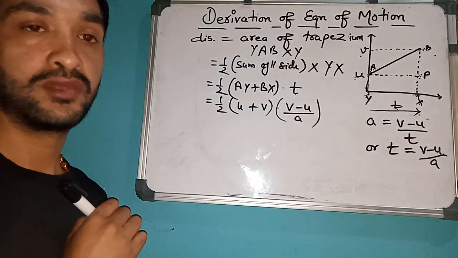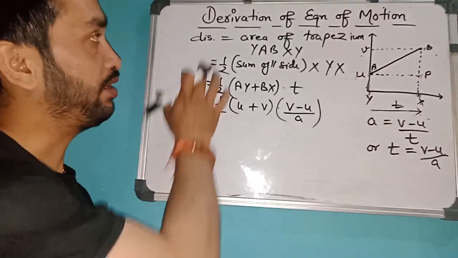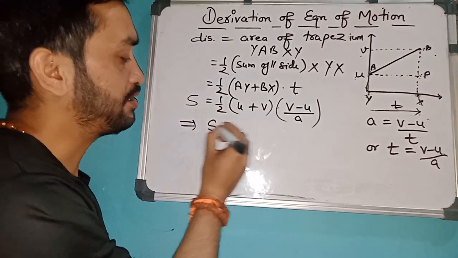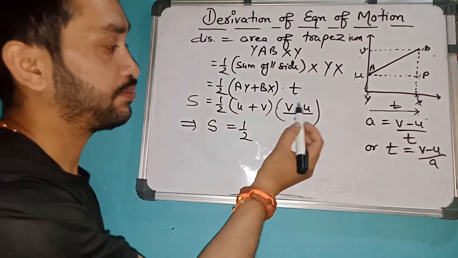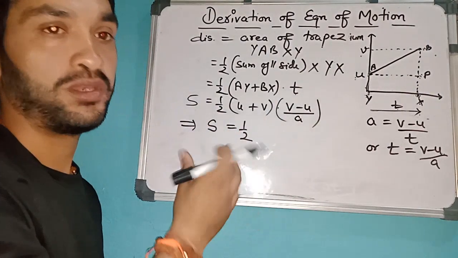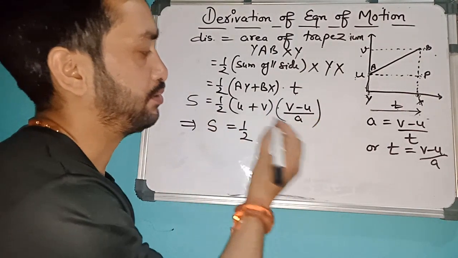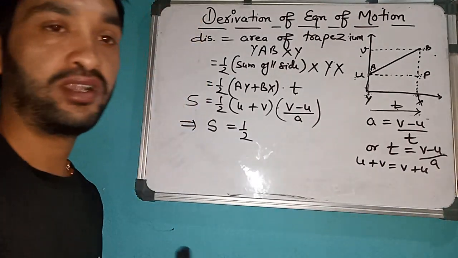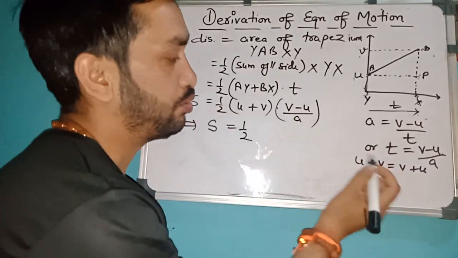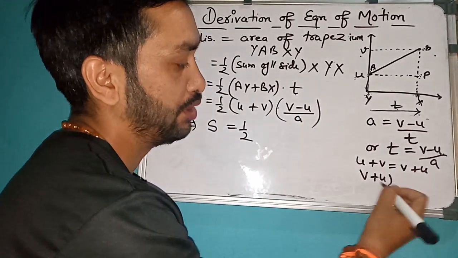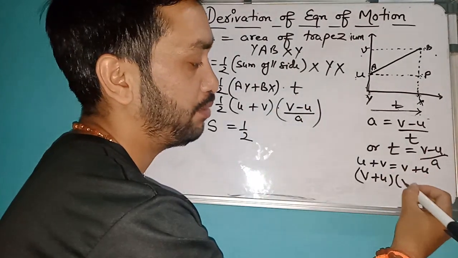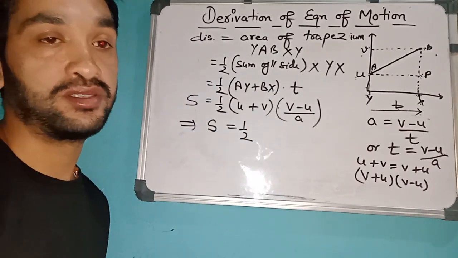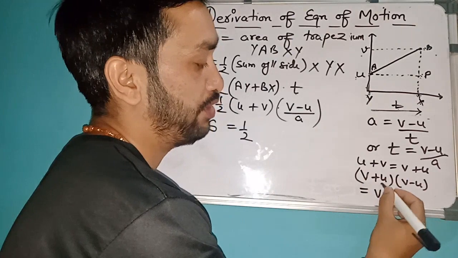And here we have to write distance. Distance is s, as you know, so s equals half. Now see, u plus v can be written as v plus u. Why are we writing it like this? Because the first variable here is v. So I have v plus u, multiplied with v minus u. Now I hope you know the condensed form of this: v square minus u square.